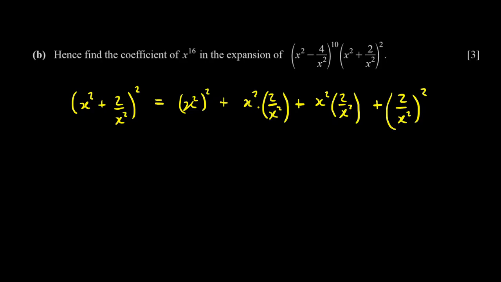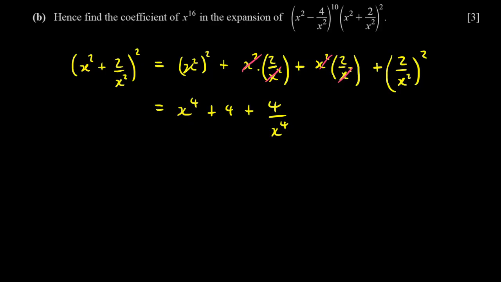Okay? All right, well, x squared squared is x to the power of 4. Here, if I've got x squared divided by x squared, that's going to cancel off. The same thing here, so I'm left with 2 plus 2, which is 4. And then lastly, what I've got is 2 squared, which is 4, and x squared squared is x to the power of 4. So that's that expansion. So really what we've got is the expansion x to the power of 4 plus 4 plus 4 upon x to the 4, then multiplied by this whole thing here.